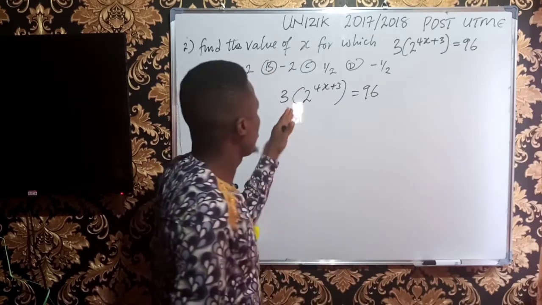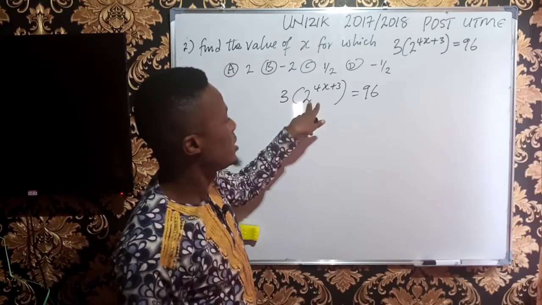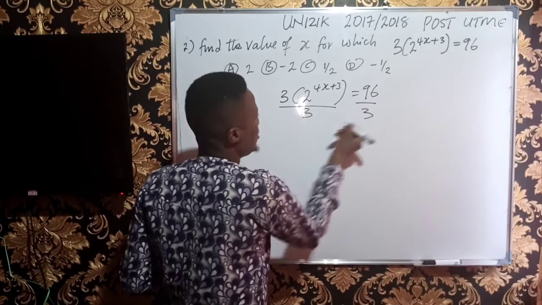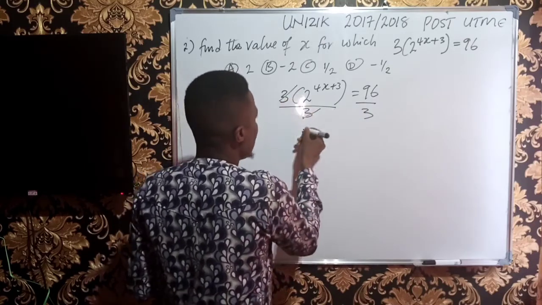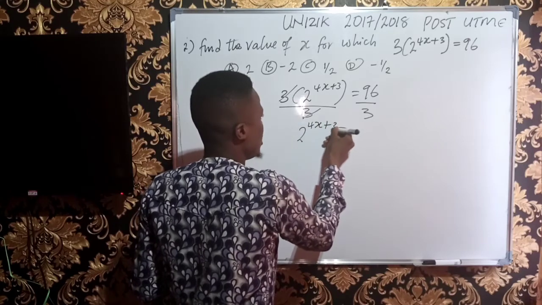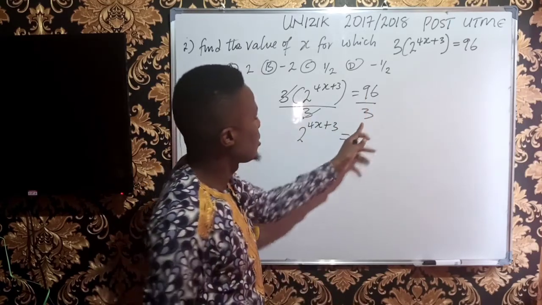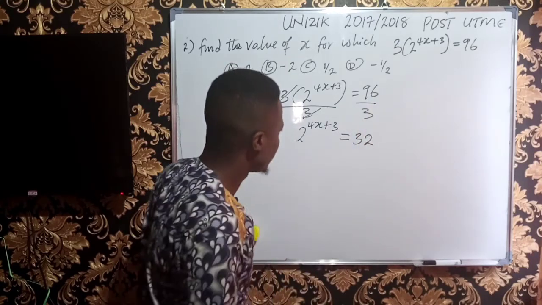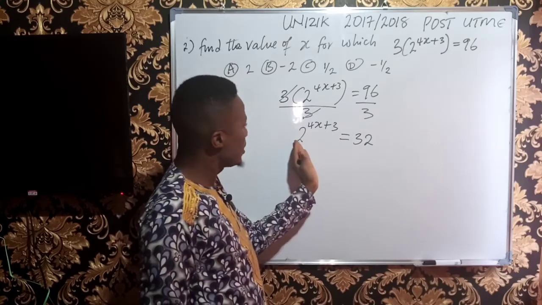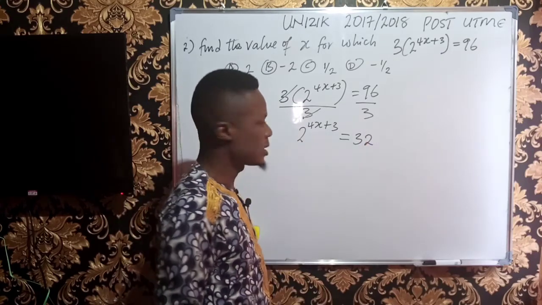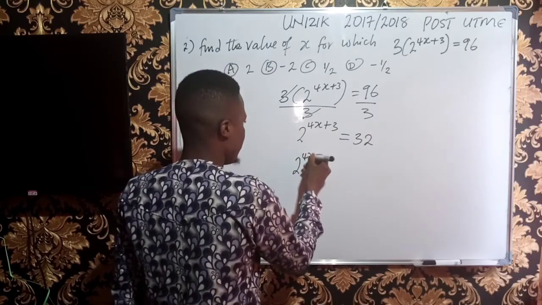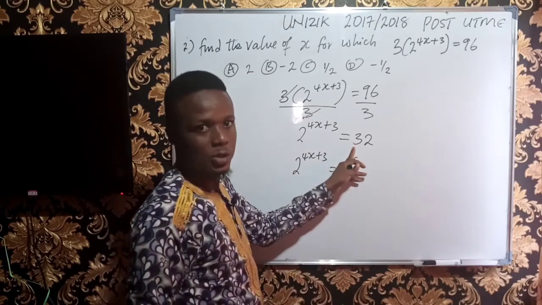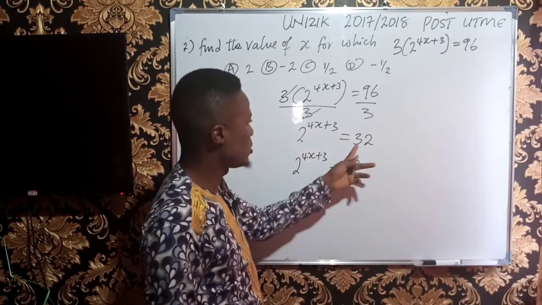If I were you, the first thing I would do is to divide both sides by 3 because this 3 is affecting this particular base. So let me divide both sides by 3 so that that term can stay alone. 3 will cancel out. So I'll have 2 power of 4x plus 3 equals, when I divide 96 by 3, 3 divide 9 is 3, 3 divide 6 is 2, so it's giving me 32. Now, to solve indices, make sure that the base in the left-hand side is equal to the base in the right-hand side. So I can write 2 power of 4x plus 3 is equivalent to 2 power of 5, because 2 power of 5 will give me 32. 2 times 2 times 2, 5 times, is equivalent to 32.